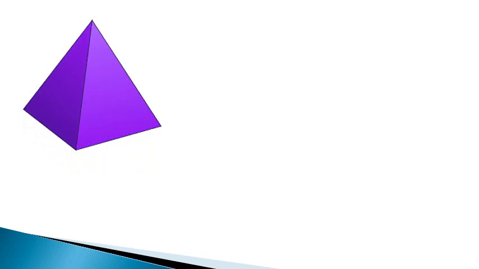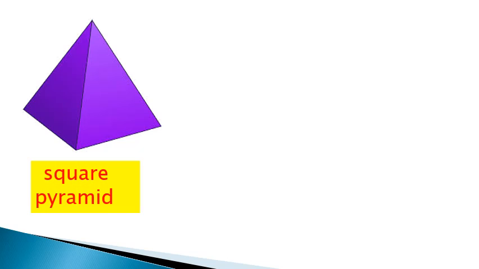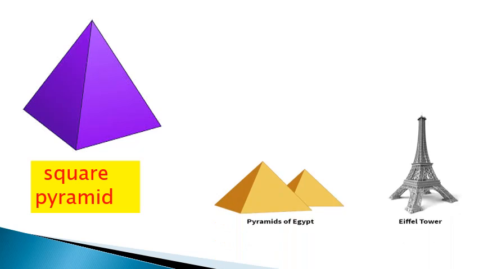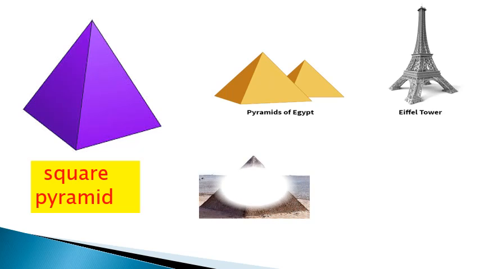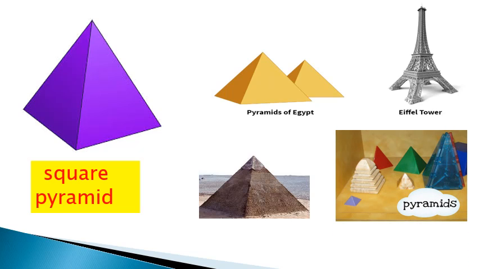The last solid here is the square pyramid. What is the square pyramid like? Like the pyramids of Egypt. Okay, and the Eiffel Tower is like a square pyramid. And this pyramid is also like a square pyramid. And these toys, all of them, are like a square pyramid.